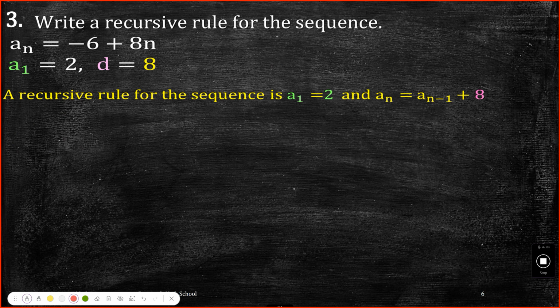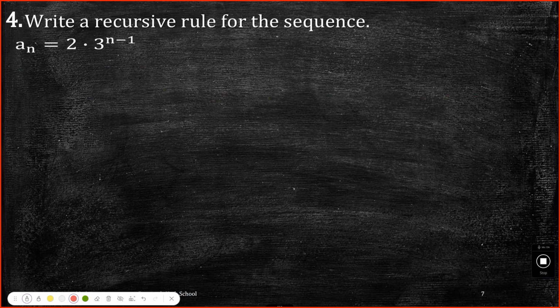Last one. Is there one more? I think, yeah, this is even easier. Last one. Write a recursive rule for the sequence. Is this going to be arithmetic or geometric? If this is the last one and I don't do an example with geometric, so what is it?